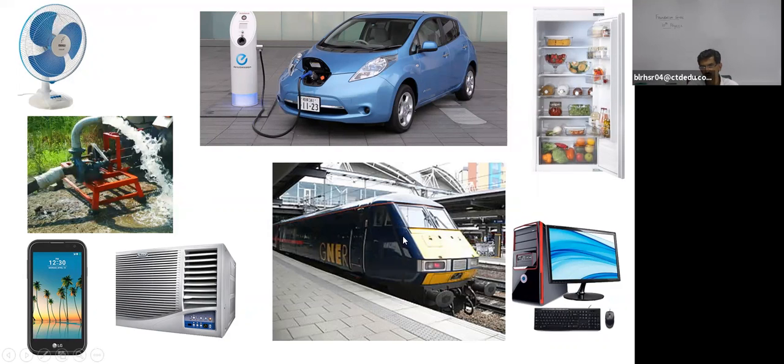Air conditioners have motors, electric trains have motors, desktop computers have motors for two reasons. One is there is a fan which keeps the processor cool. There is also a motor which runs the disk drive. Refrigerator has a compressor which is operated by a motor. Even our cell phones, our smartphones have motors. Now that is not to keep them cool. The vibrate mode of cell phones needs a motor. So as you can see, so much of our lives depends on motors.